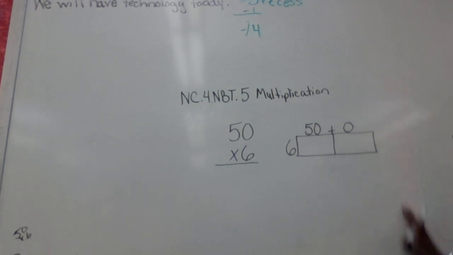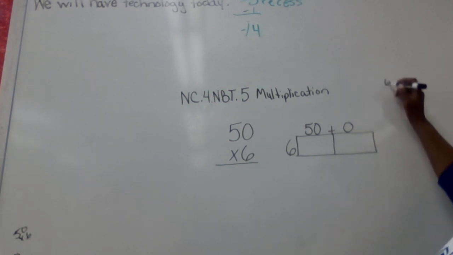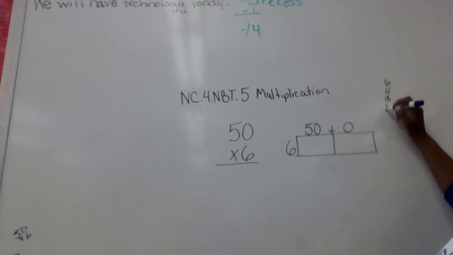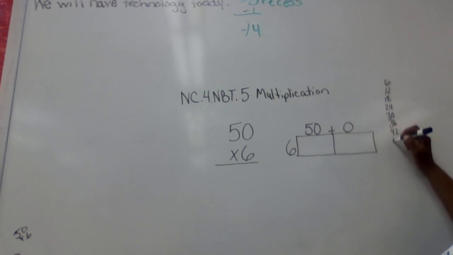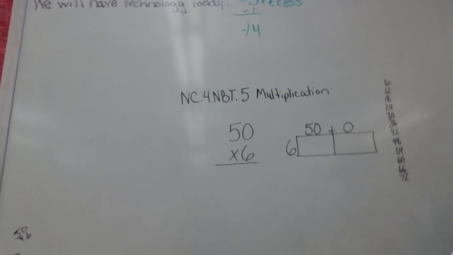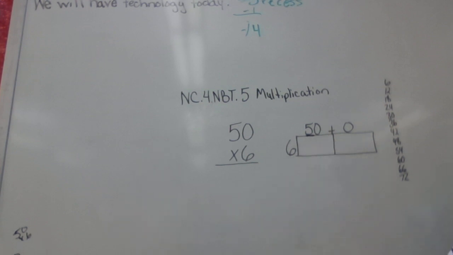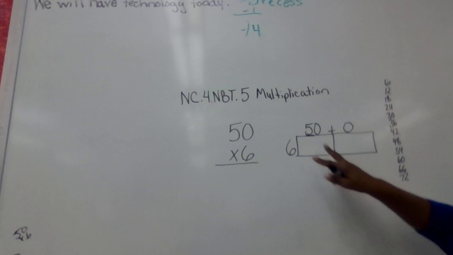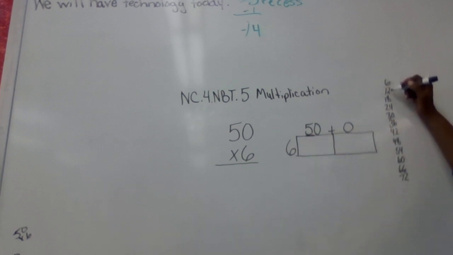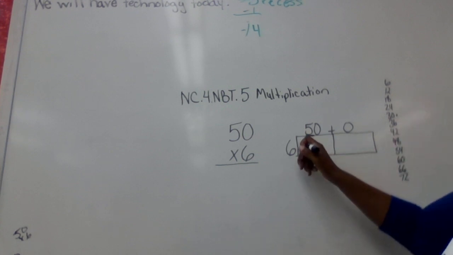And now I'm going to come and do my multiples of 6. 6, 12, 18, 24, 30, 36, 42, 48, 54, 60, 66, and then 72. So now, remember, right here, this 5 lets me know I'm going to go down 5 on the multiples of 6. Because I'm trying to find out what is 6 times 5. 1, 2, 3, 4, 5. My dot goes here. It is 30.